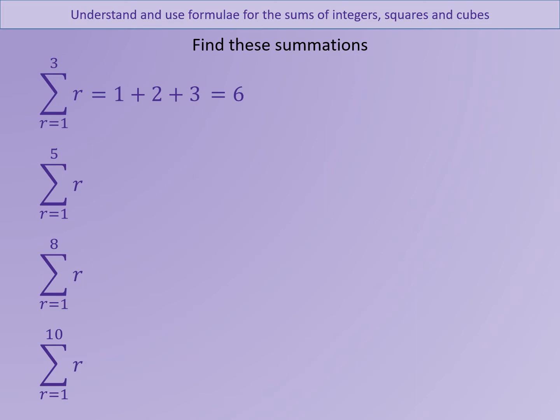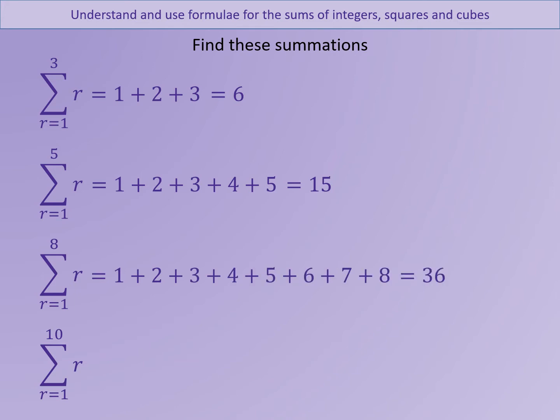We can do the same with the sum of the natural numbers from 1 to 5. So 1 plus 2 plus 3 plus 4 plus 5 gives us 15. We can do the same for the sum of the first 8 natural numbers. It gives us 36. Or the first 10. That gives us 55. So we're going to look for a general formula for this.